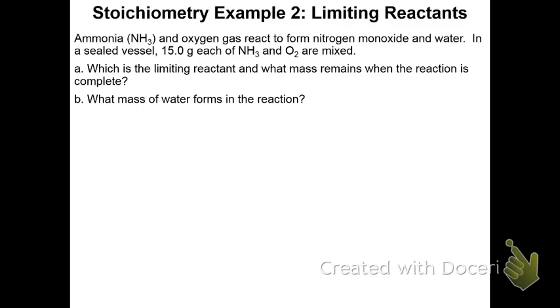So ammonia and oxygen react to form nitrogen monoxide and water. So we have a sealed vessel where we have 15 grams of each of the reactants. And so we want to know 2 things. We want to know which reactant is limiting and what mass remains when the reaction is complete. So what mass of reactant in excess remains, and then also how much product, in this case water, is formed in the reaction. So the first thing that we need to do is write a balanced chemical equation in order to do both parts of these problems.